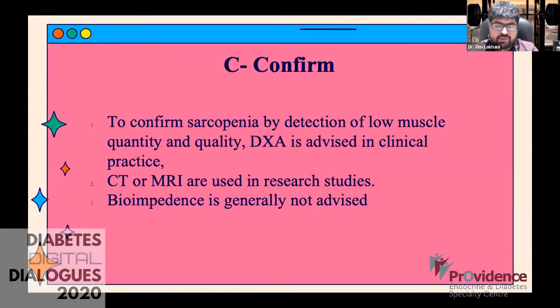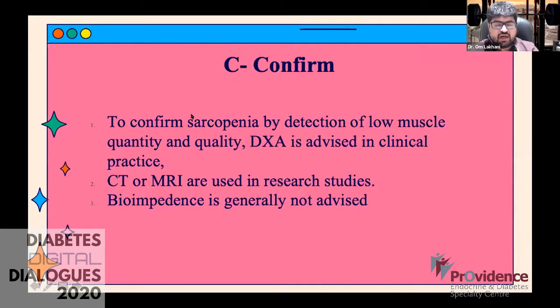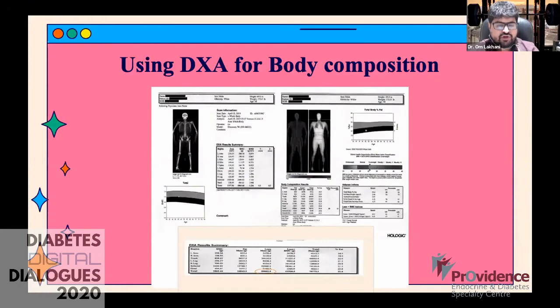Of course, you have bioimpedance devices, which are very popular and used by a lot of gym people, but it is not advised to use them in general because they are not very accurate. I think DEXA is something very simple. So if you're using DEXA, of course, you need something for body composition analysis.